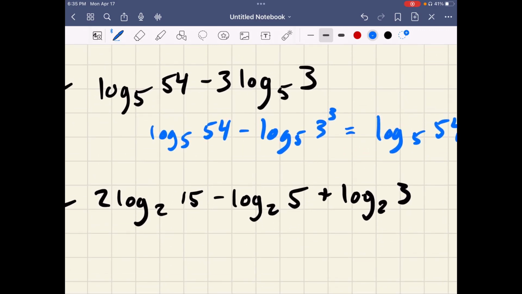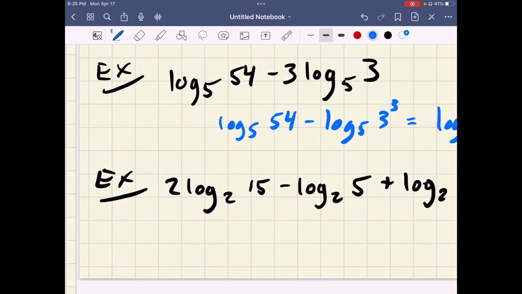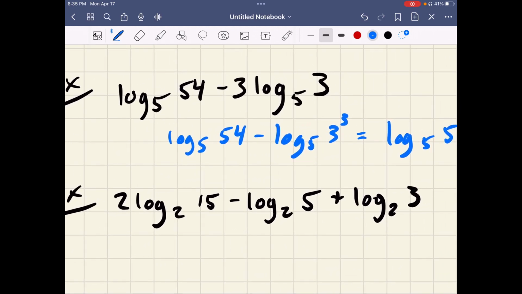All right, now we have this fourth example. It's a little bit longer, but if you look closely, I have one of all of those properties. So whenever you're doing these, you don't have to use just one property at a time. You can use several, or sometimes even all 3 of those. So pause the video, try this on your own, then we'll check it out.